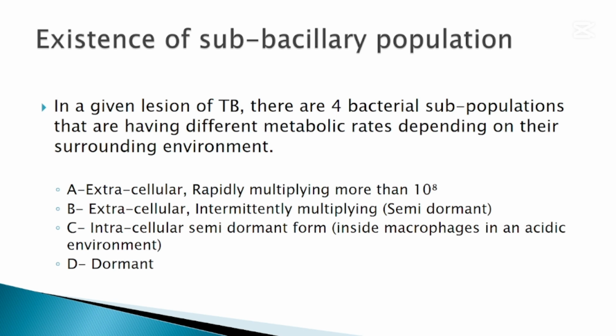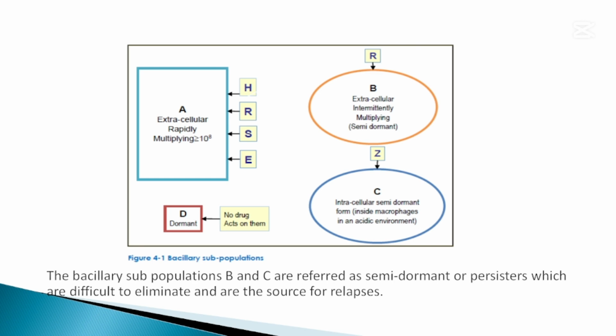Now more on the existence of the subbacillary population. I told you that there are 4 types depending on the surrounding environment as well as the metabolic rate. So we have 4 groups, A, B, C and D. This model shows you these 4 subbacillary populations. Group A is extracellular rapidly multiplying bacilli. The 4 anti-TB drugs including streptomycin, INH, rifampicin and ethambutol act on these bacilli. There is another group, Group B, the extracellular intermittently multiplying group. They are called semi-dormant. Rifampicin acts on the semi-dormant form.